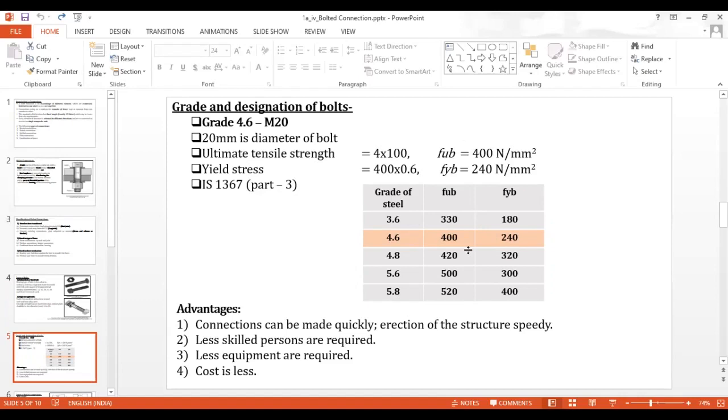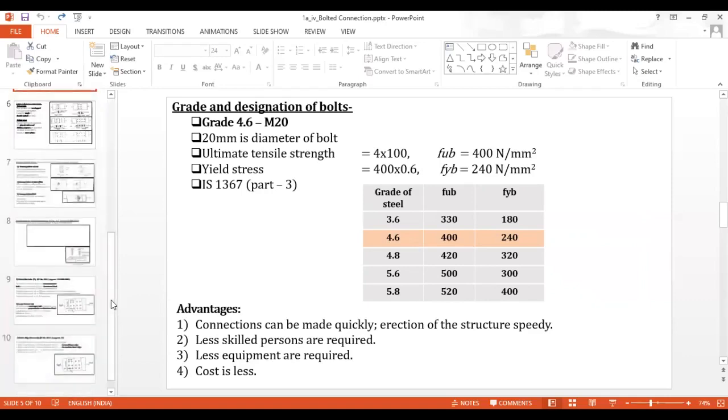The advantage of bolted connection is that the connection can be made easily. Erection of the structure is speedy. Less skilled persons are required. Less skilled equipment is required. Cost of construction is less.